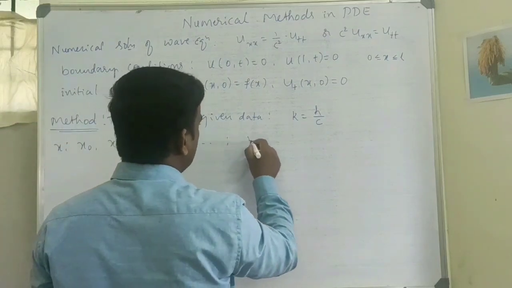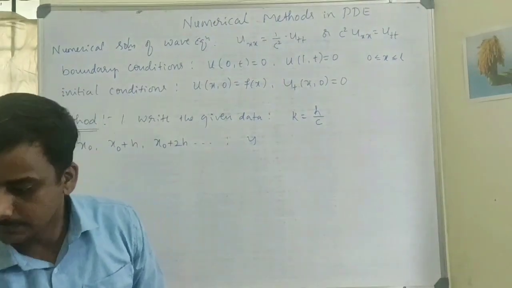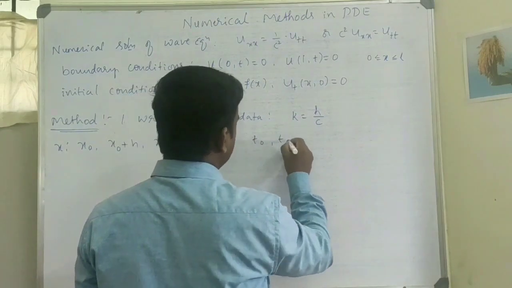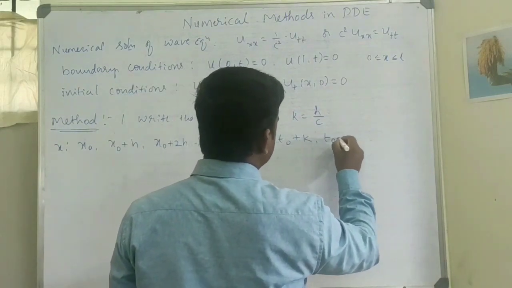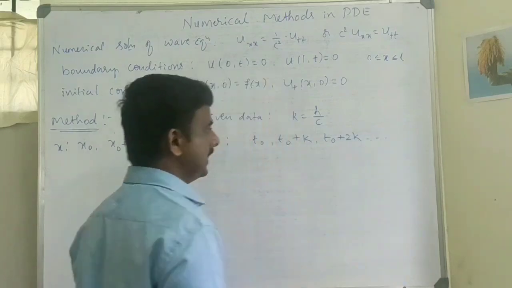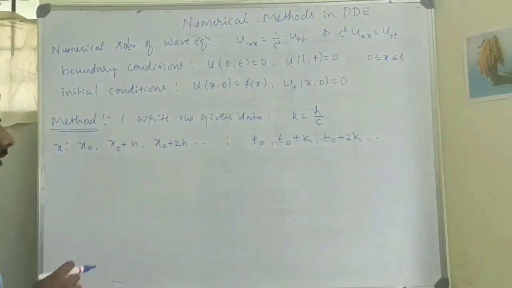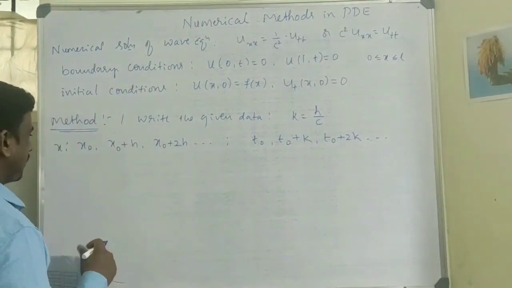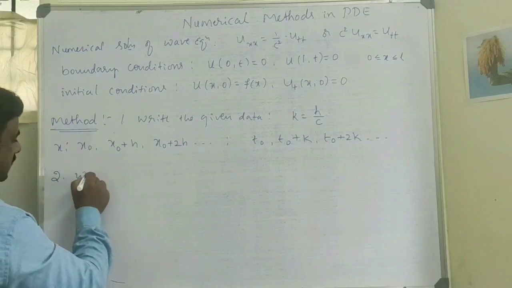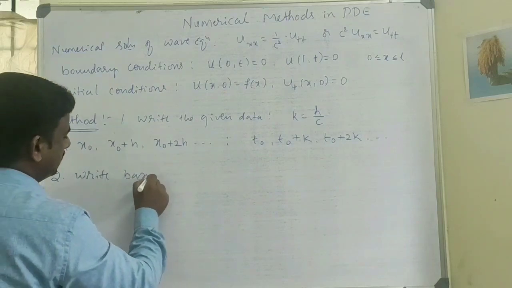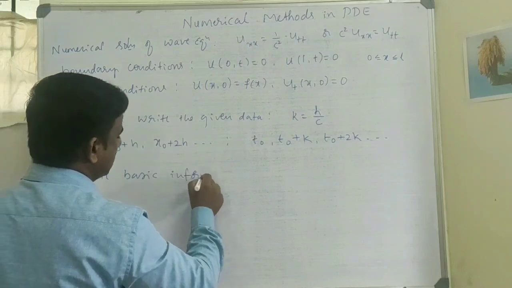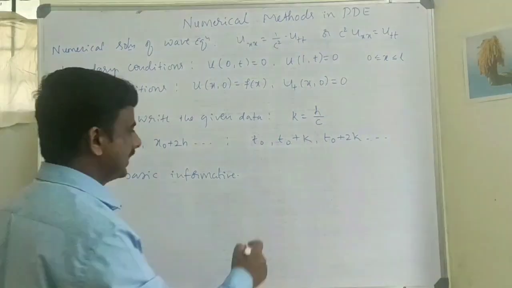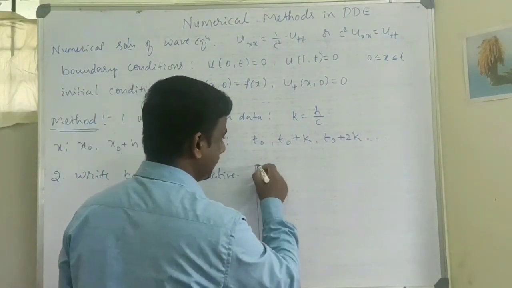Similarly, t0, t0 plus k, t0 plus 2k and so on. So these points I have to write. These are called points of subdivision. After writing these points, you have to write the second step, the basic informative table. So how can we write the basic informative table? That will be of this form. So I'll write a small table here.